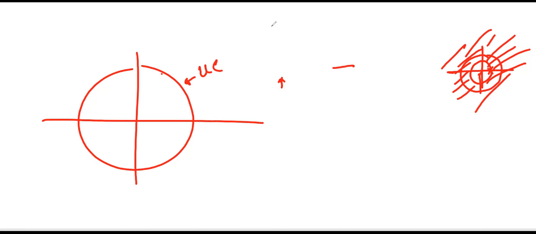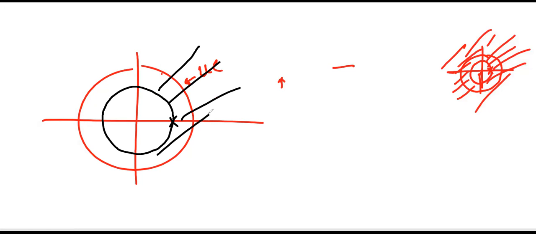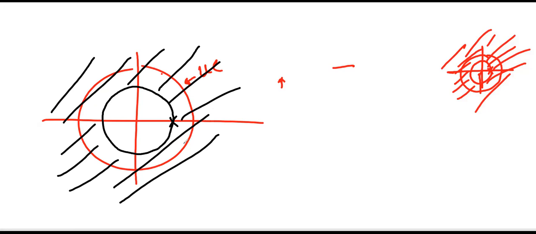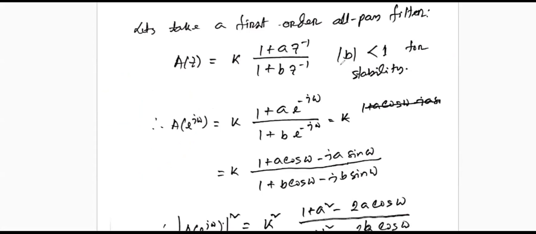And where should the pole be? The pole must be inside the unit circle, so that the ROC, for which kind of signal? For the causal signal, the ROC will cover the unit circle. That shows that the system is stable. So based on that, of course, the value of B should be less than 1. That is the only condition.